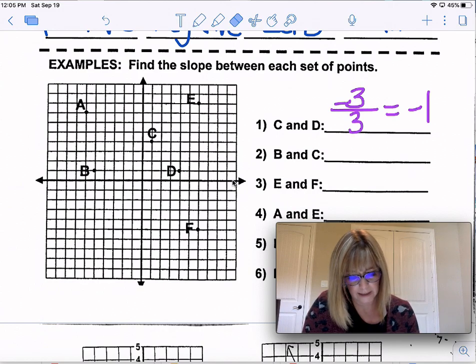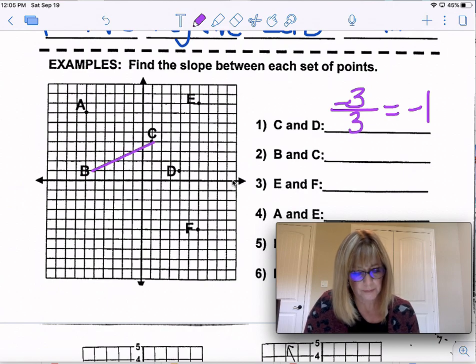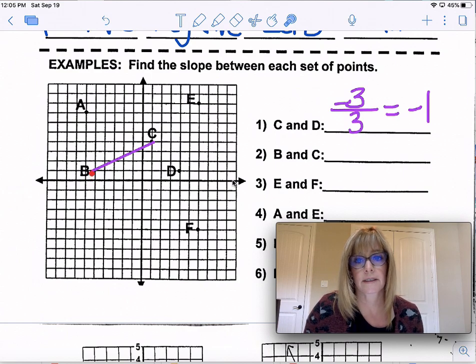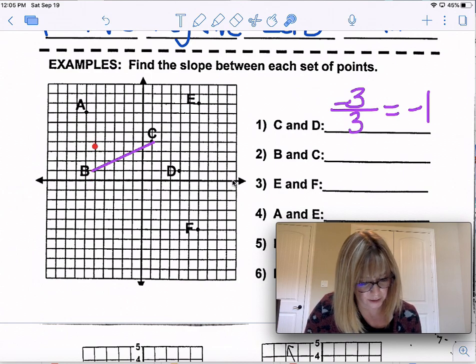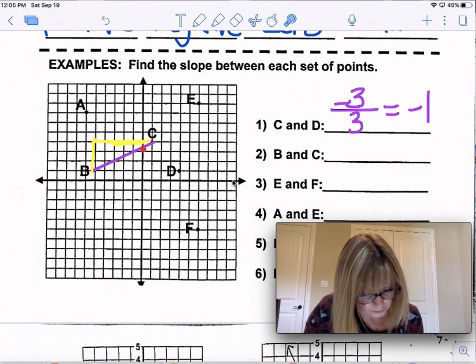Okay, the next one is B to C. So here's B over here, and I'm going to try to get to C. I'm going to start at my point furthest to the left, so I'm going to start at B, and I'm going to do my vertical change first, because that's the number that goes on top of the ratio. So I'm going to rise up 1, 2, 3. And then my horizontal change is 1, 2, 3, 4, 5, 6.